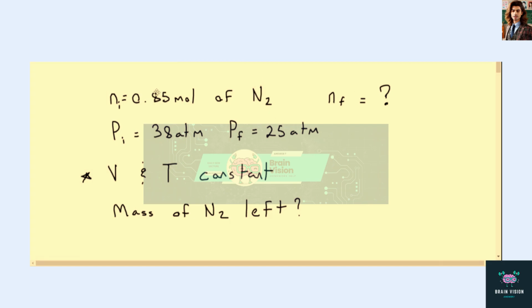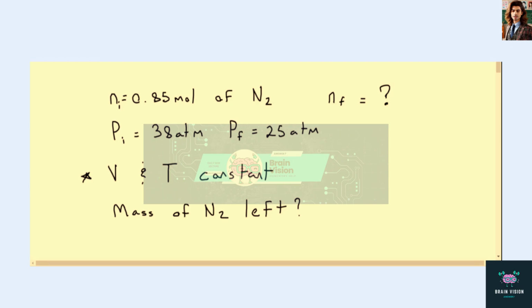In this example, we're going to be dealing with a tank of nitrogen gas that starts off with 0.85 moles of gas and begins to leak gas out of the tank. So there's a corresponding drop in pressure here from 38 atmospheres to 25 atmospheres. And we also know that the volume and the temperature of the tank are held constant during this entire process. And what we want to figure out is how much mass of nitrogen is actually left in the tank.